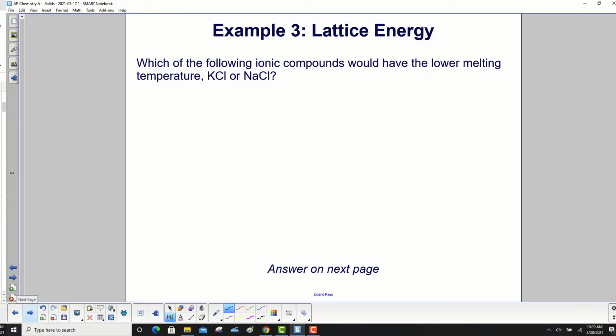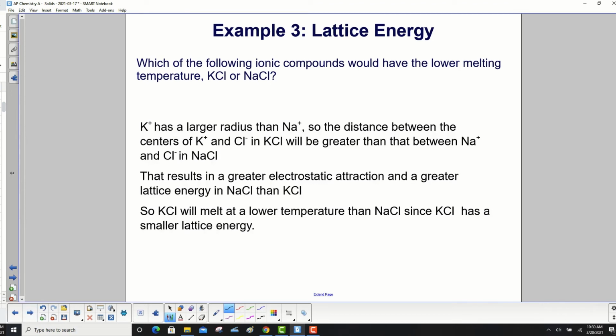Which of the following ionic compounds would have the lower melting temperature, potassium chloride or sodium chloride? The potassium ion has a larger radius than the sodium ion, so the distance between the centers in potassium chloride will be greater than that between sodium and chloride in sodium chloride. That results in a greater electrostatic attraction and a greater lattice energy in sodium chloride than potassium chloride. So potassium chloride will melt at a lower temperature than sodium chloride since it has a smaller lattice energy.